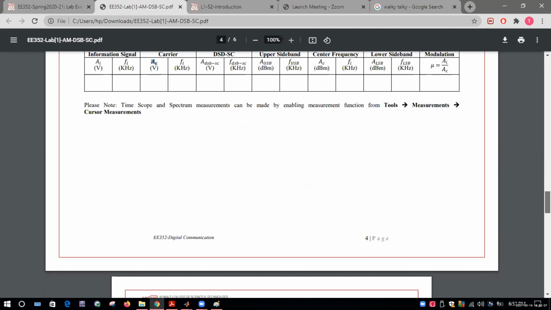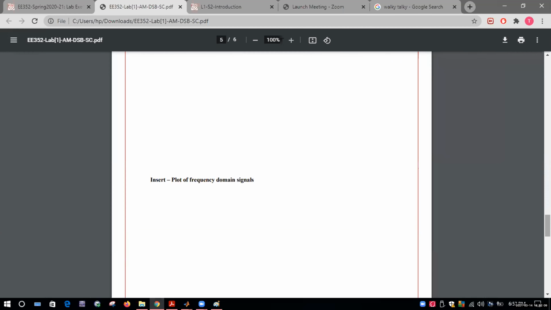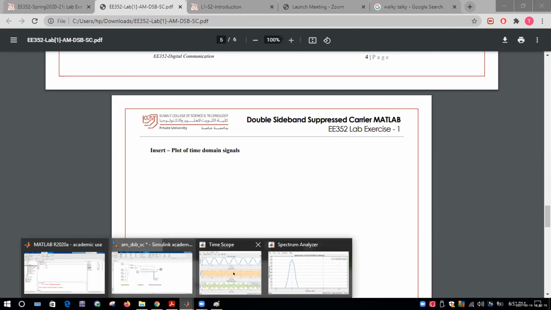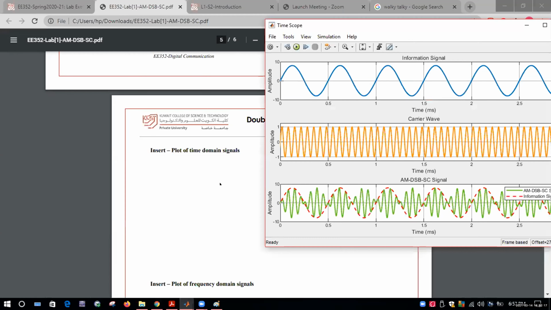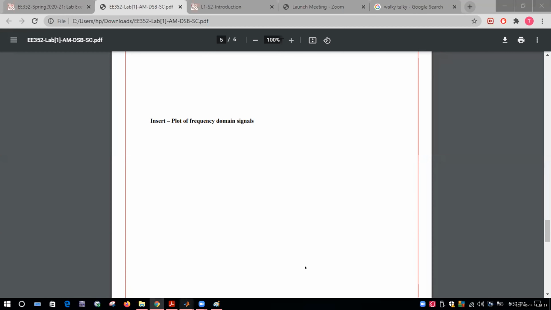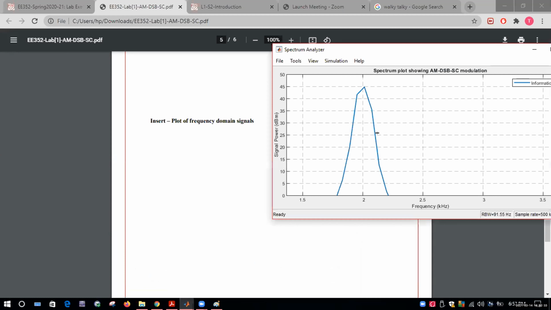And can you take the pictures of this one? Time domain, which is this one. Can you take a picture of this and insert it here? Time domain, yes, it has to be here. And then this one, frequency domain, which is this one. So can you do it?